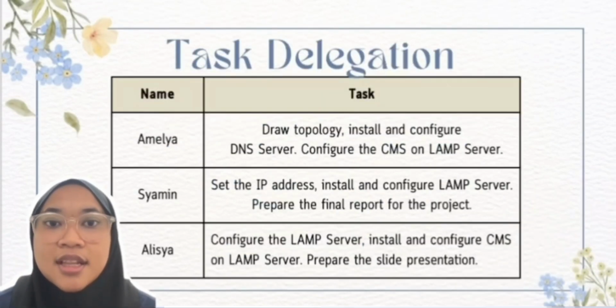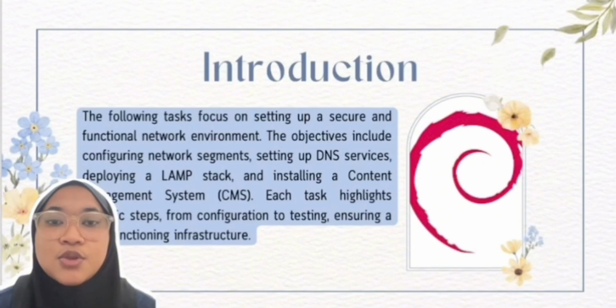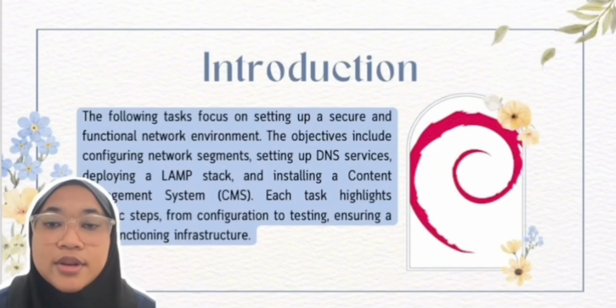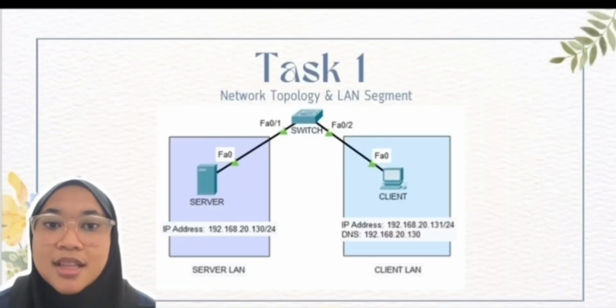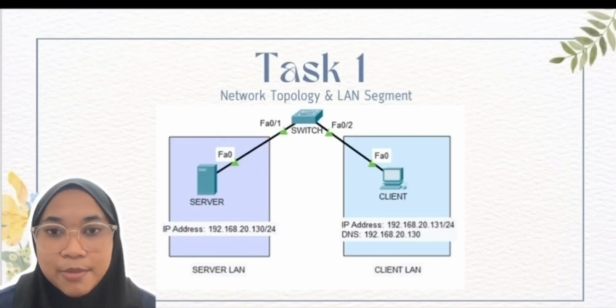So this is the task delegation. The first part is the introduction. The following tasks focus on setting up a secure and functional network environment. The objectives include configuring network segments, setting up DNS service, deploying a LAMP stack, and installing a content management system (CMS). Next, we continue to the first task, which is network topology and LAN segment.